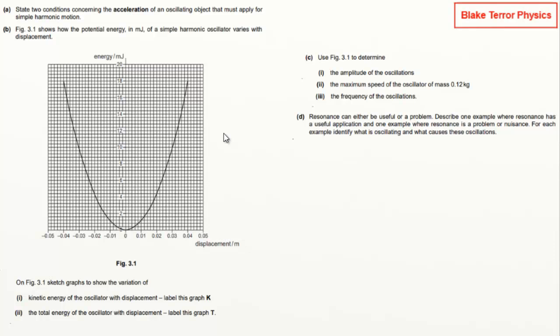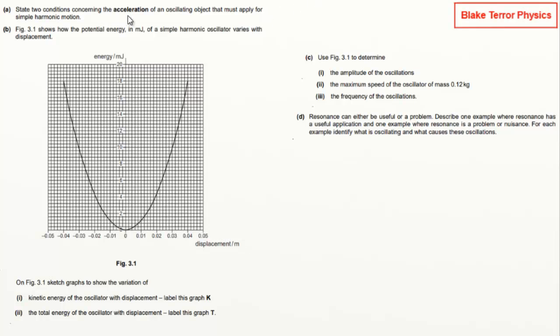Hello, in this video I'm going to start going through some oscillations questions. So this is going to have lots of stuff on simple harmonic motion. Just going to go through them fairly quickly. We've got two standard conditions concerning the acceleration of an oscillating object that must apply for simple harmonic motion.